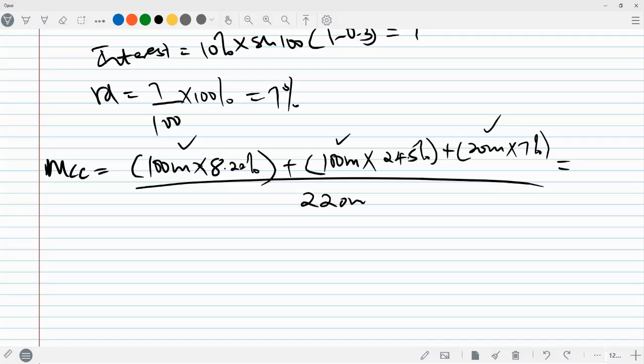15.5. 15.5%, therefore, is the marginal cost of capital for the company. That is, for every dollar of the 220 million, they will have to pay 15.5 cents to those capital providers.